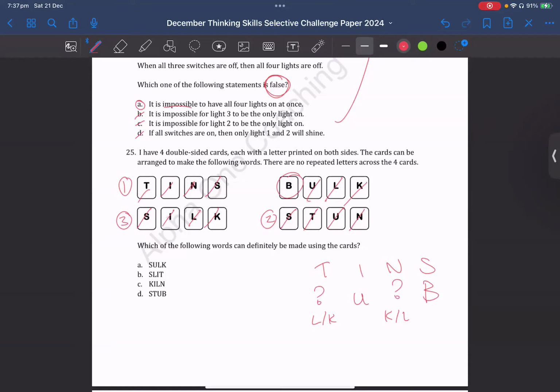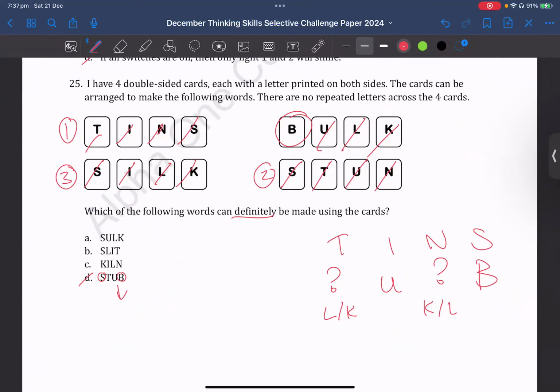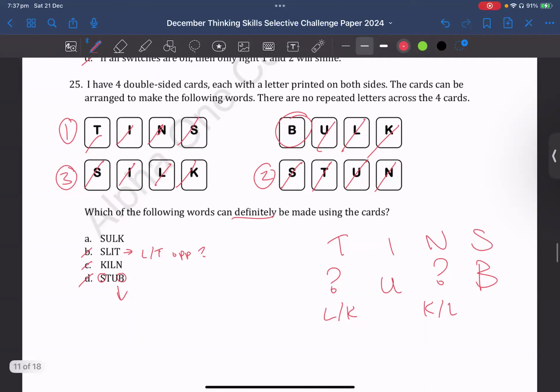So which of the following words can definitely be made using the cards? I'm going to eliminate. Now, STUB is incorrect because the S and the B are opposite, as we can see. And for B and C, it's similar reasoning, because my thinking for B is, what if your L or T are opposite each other? If they're opposite each other, you can't make the word, and you don't actually know if they're opposite or not, which is why B doesn't work. And for C, my same thinking is, what if your K and your N are opposite each other? Because of that, you don't actually know.